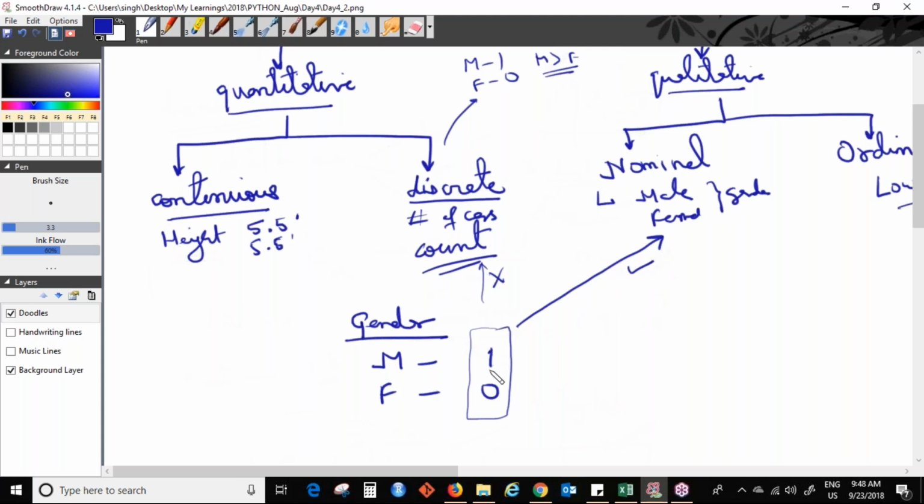Even though you have represented it as 1 and 0, this is just a representation. The numbers do not really make any sense. You are just changing the value from M to 1. The numbers don't have any numerical sense here, so this is still nominal. Just changing or representing it in some other way doesn't mean that the data type will change. The variable type still remains the same. It is still nominal. So remember this.